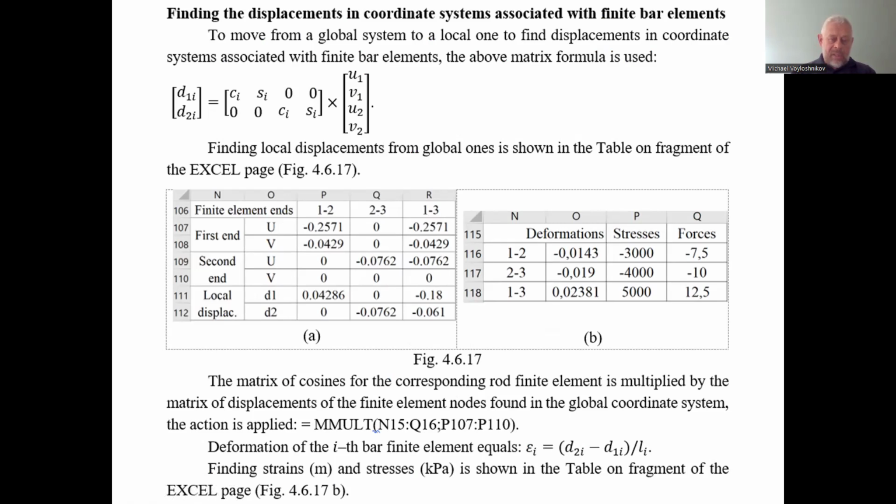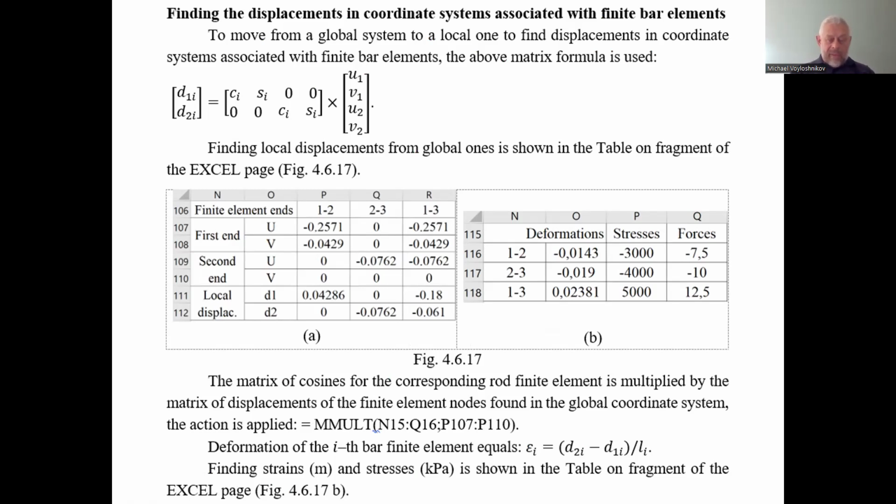The local coordinate system is associated such that the reference point usually coincides with the beginning, the first end of the finite element, and the direction of the abscissa axis goes along the finite element through the second end of the finite element.